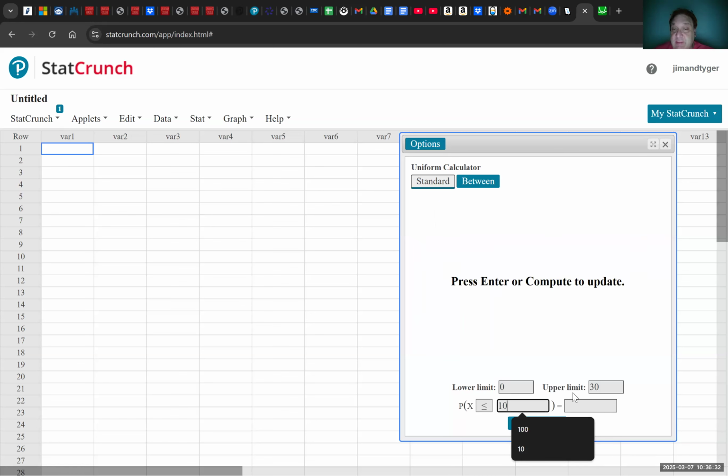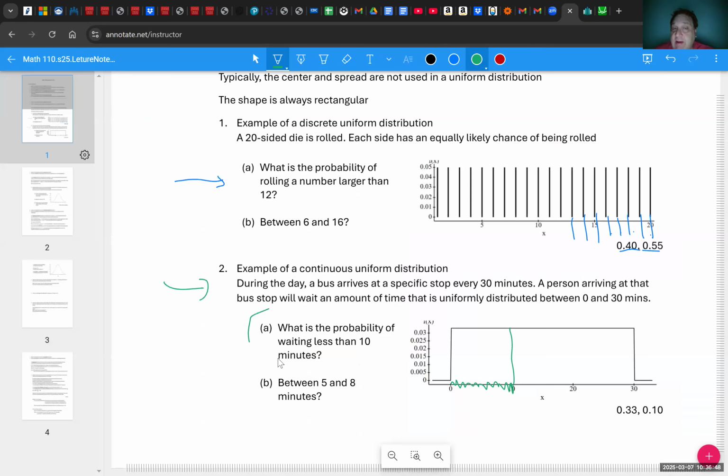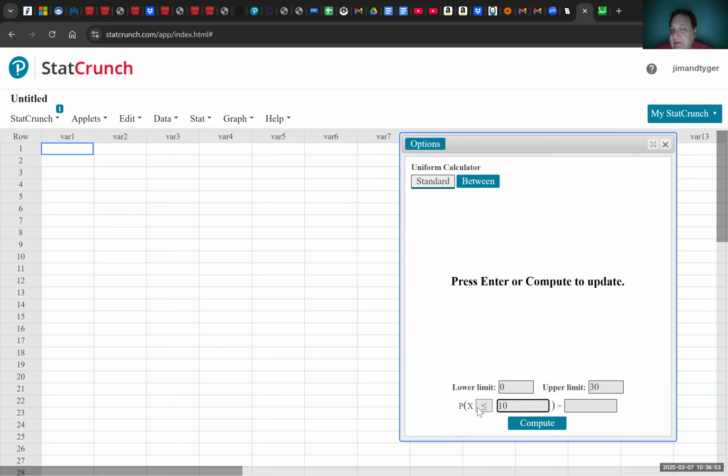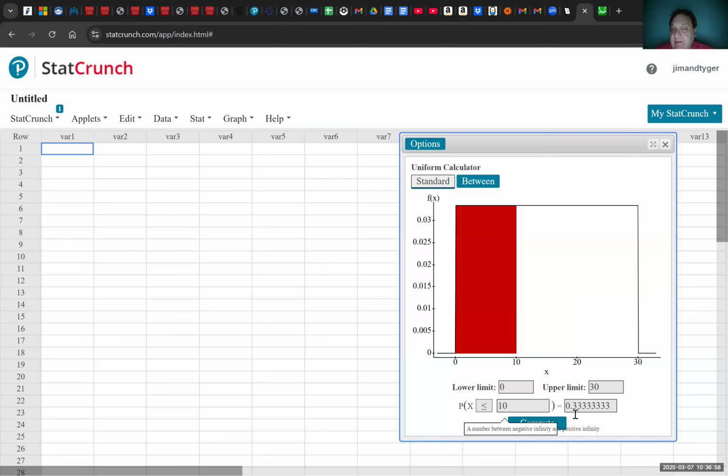An exact value like 10 theoretically has a probability of 0, because is it 10.0001 seconds or 9.999 seconds? Anyway, those are esoteric arguments you don't have to worry about. In this particular problem, we're just trying to find the probability of waiting less than 10 minutes. So I put probability less than or equal to, which gives you the same answer as less than. I put the 10 in there and hit compute, and it gives me 0.33. So there's a 33% chance, or 33.33% chance, of having to wait less than 10 minutes.